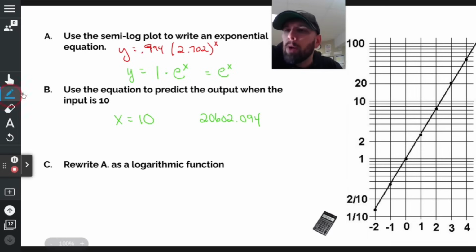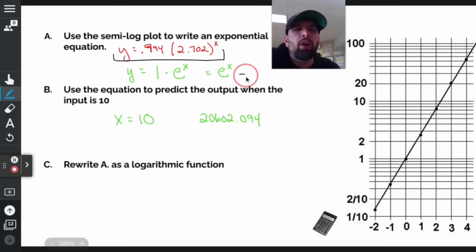Rewrite A, the red part, as a logarithmic function. So the first thing that I want to do is, I wish I could use e. Oh, should I do it? I'm going to do it. I'm using this equation right here. Try and stop me. It's my video. I made it. Y equals e to the x.